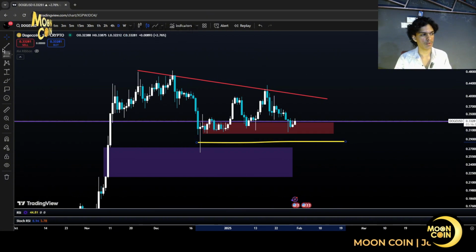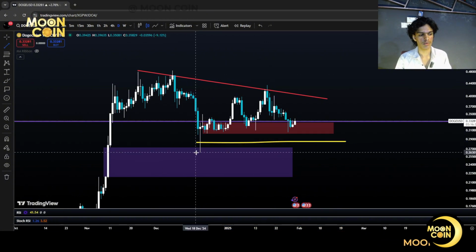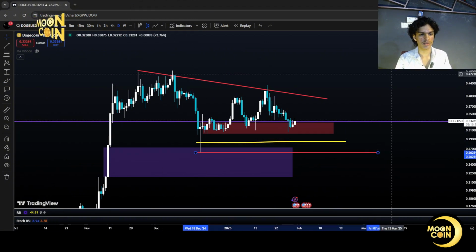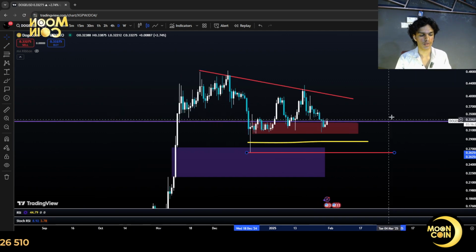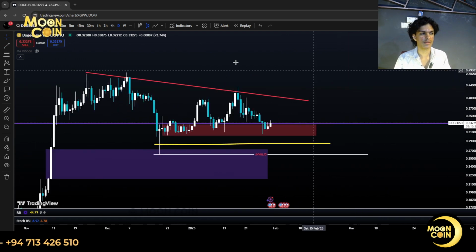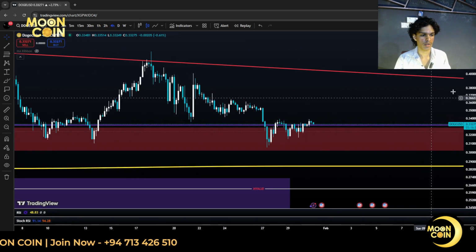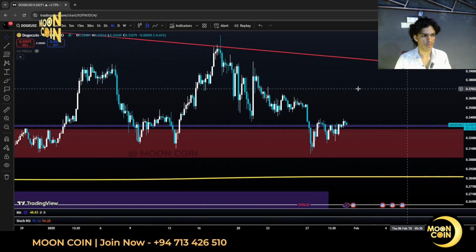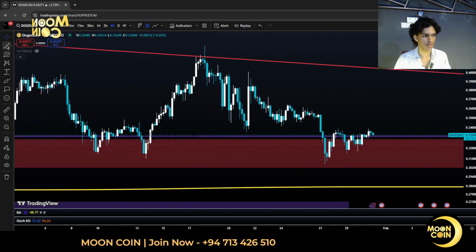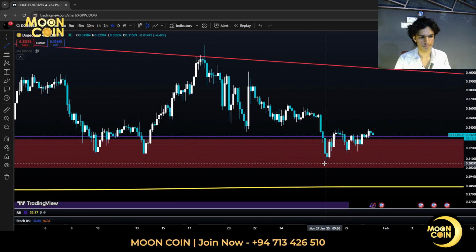The invalid zone will be this wick's low. If you're going for any long trade, this will be the invalidation. If you go to the 4 hour, you can see other patterns forming here.